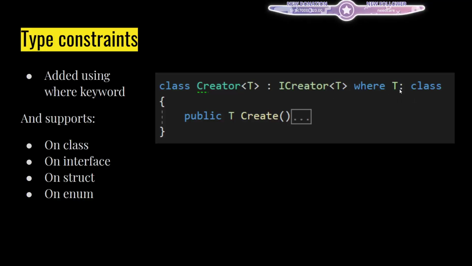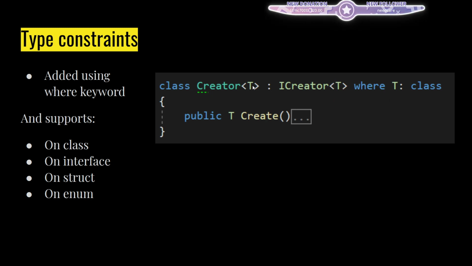And in the same way you can apply different constraints for any interface, struct, or enum. You cannot constrain that class is an interface, but you can specify a specific interface. Like, you cannot just say interface here, but you can give it a specific interface, and it will know that this T needs to inherit it.